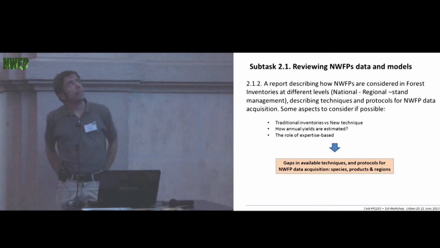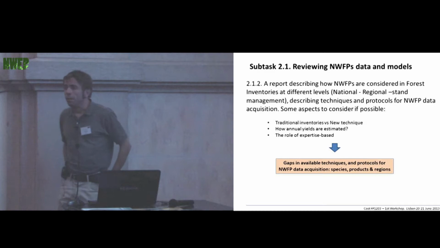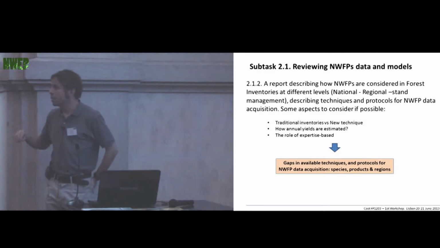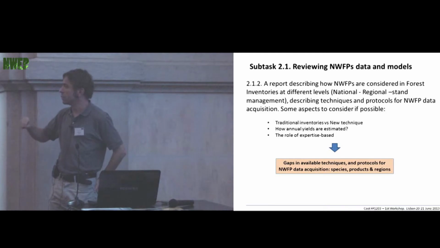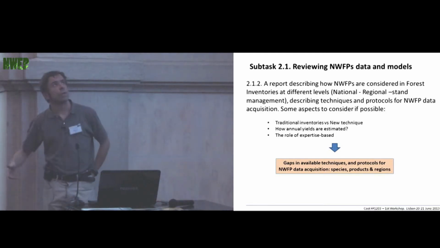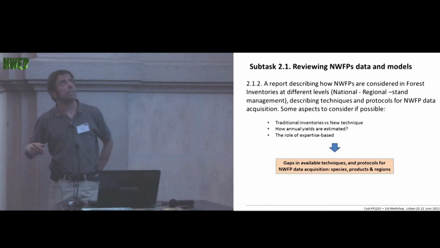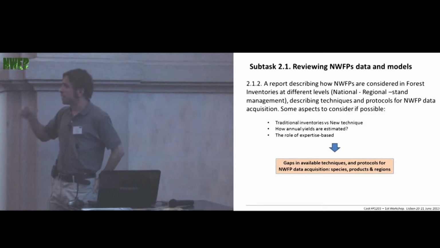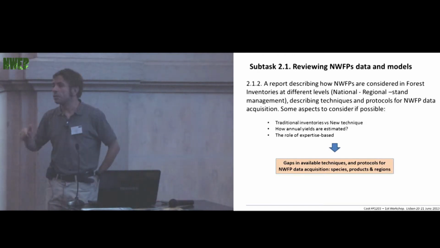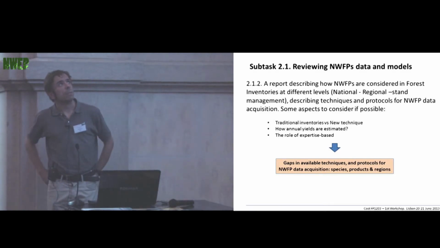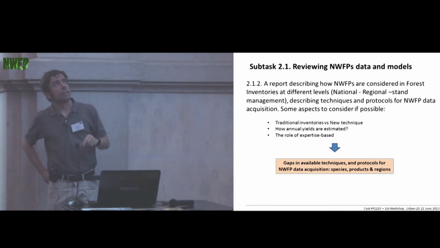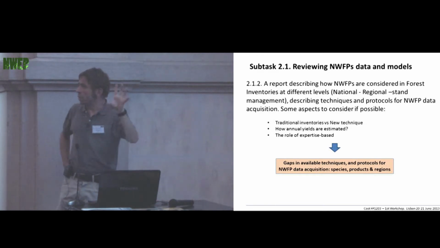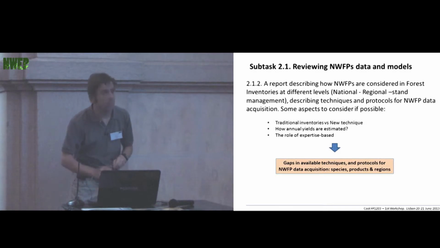The second activity is to try to describe how these products are nowadays considered in forest inventories at different scales: from national forest inventories, forest statistics at national or regional level, and inventories for forest management. Describing also the techniques and the protocols for the acquisition of this data. Here we mention some aspects to consider. Our objective is to identify the gaps in available techniques and protocols for this data acquisition at different levels. Thereafter I will explain how we are going to do this task.